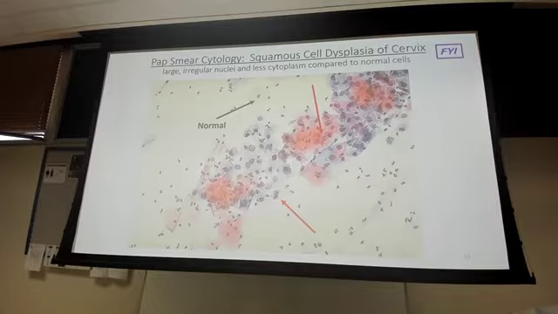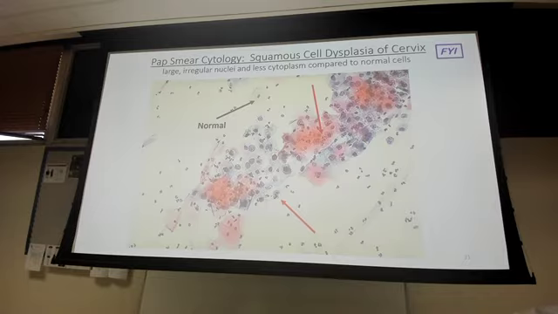This is an example of dysplastic cells of the cervix. This is when women get their pap smear, this is what we're looking for. We're taking cells off their cervix and sending it to a lab to look at the cells and make sure that they're not turning into dysplasia or cancerous lesions.